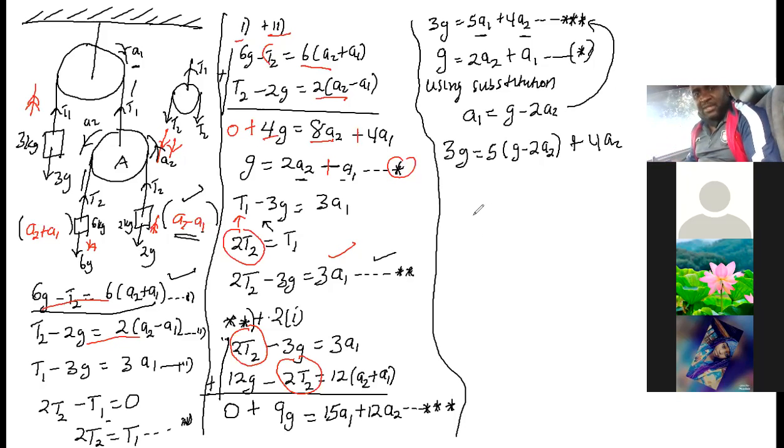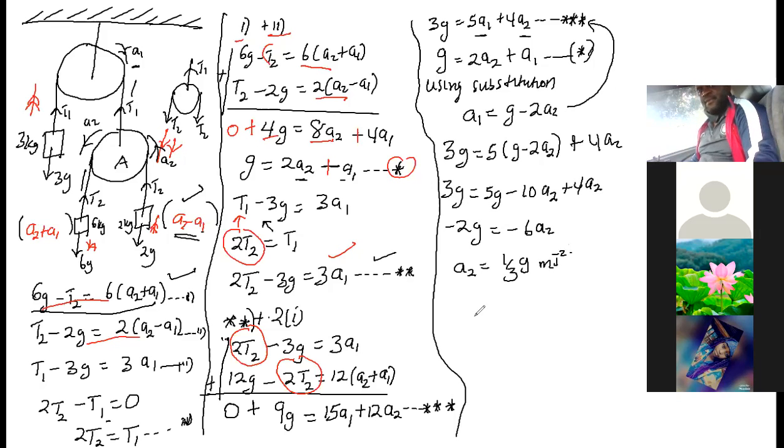All right? Now, can we simplify? Open brackets. You'll get 3G is equal to 5G minus 10A2 plus 4A2. When the 5 crosses over, you get negative 2G is equal to negative 6A2. Finally, my A2 is equal to 1/3 of G meters per second squared. When they tell you to leave G in your answer, that's the answer. If they don't tell you so, you say 1/3 times 9.8. It will give us what?